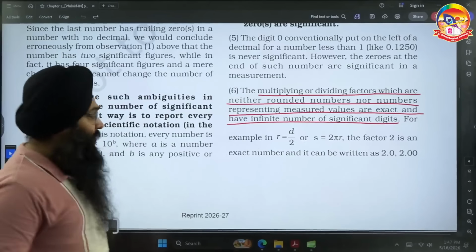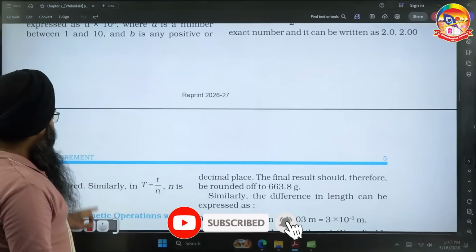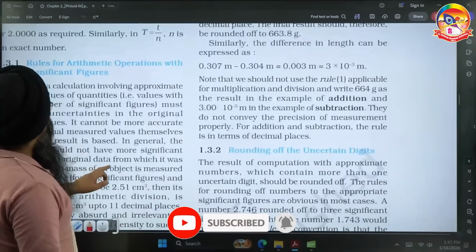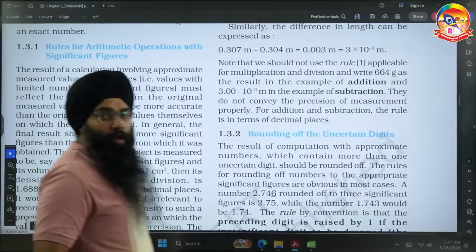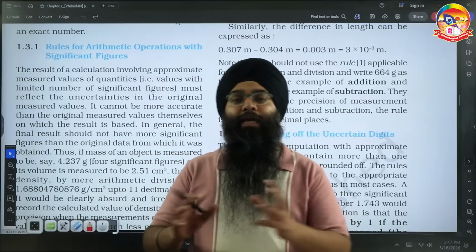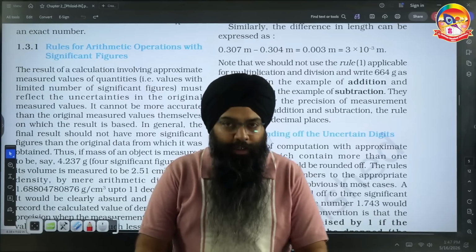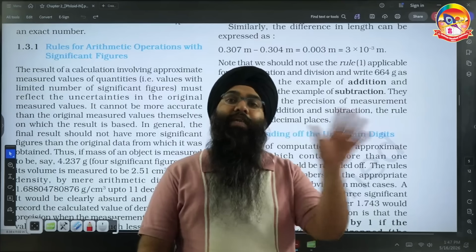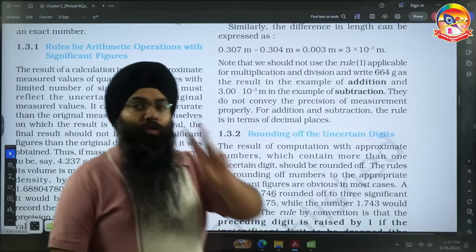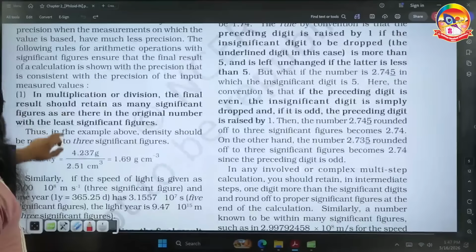Please remember, it is a very important point. So these were the basic rules of calculating the significant figures. And now let us look at the rules for arithmetic operations with significant figures. What does it mean? Suppose you are adding, subtracting, multiplying or dividing, you are doing some arithmetic operations and you want to know what should be the significant figures in the final result. So there are 2 main rules, please understand carefully.